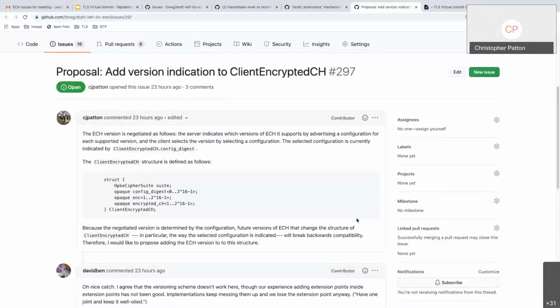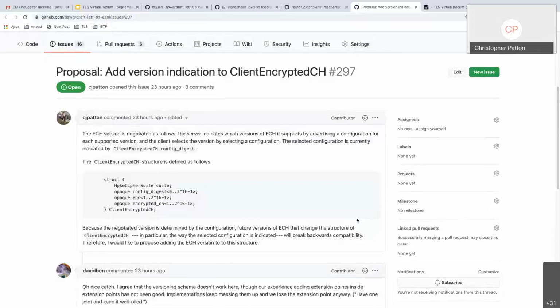Well, hold on a second. There's a version negotiation for which draft of ECH you want to use, and it's based on the version indicated in the configuration. So the server indicates which versions it supports, and the client chooses a version effectively. If in future versions the structure of the client encrypted CH structure changes, then that will break backwards compatibility. So I was suggesting we should put the version in the client encrypted CH structure.